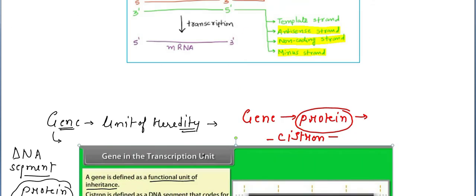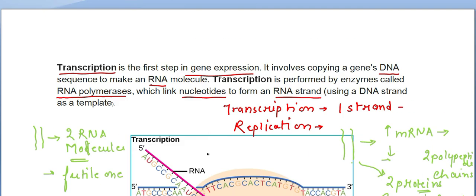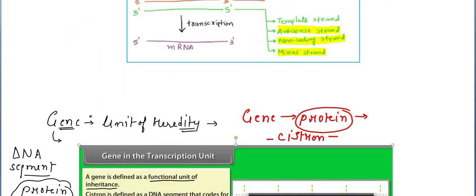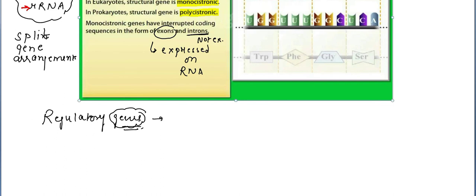So we are done with the first topic here: what transcription is, what the transcription unit is made up of, and how we can define a gene. What actually genes are? Genes are nothing but DNA segments.